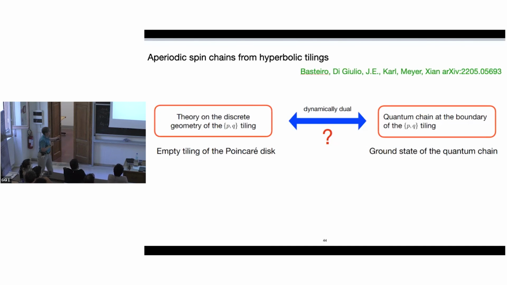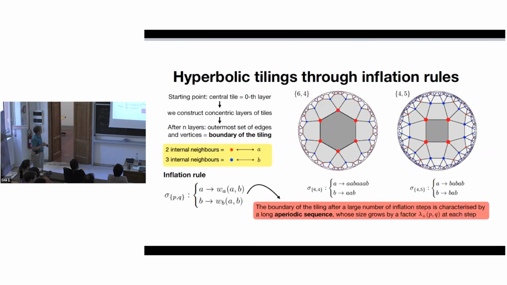So here's the way of defining a Hamiltonian at the boundary of the discrete space. What we use are so-called inflation rules. That's just the way of creating your hyperbolic lattice, shown here in two different examples. You start with a central tile and then construct concentric layers of tiles going out. And then you stop at a finite value for now.